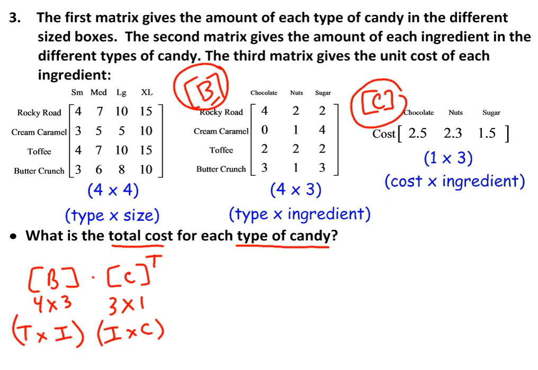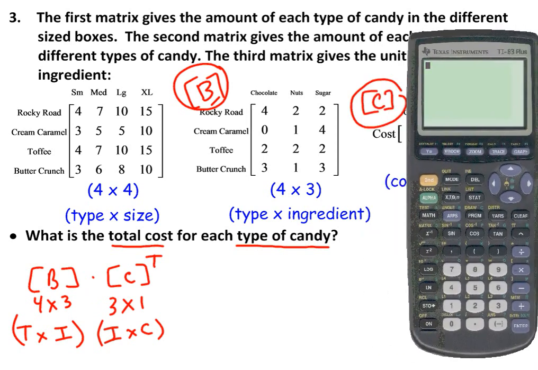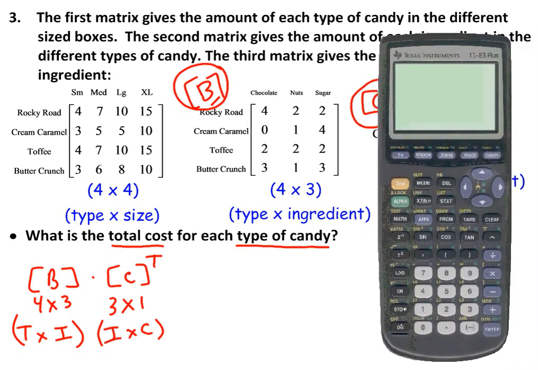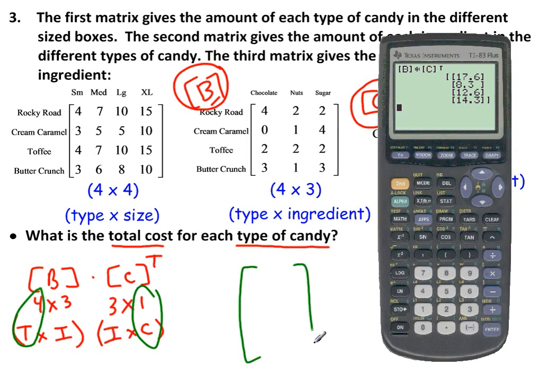So I'm going to go back to my calculator. All I need to do is type in matrix B times matrix C, and then I'm going to transpose that matrix. Okay, hit enter, and now I get a 4 by 1, which is exactly what I should get, a 4 by 1. So I'm going to write this out.